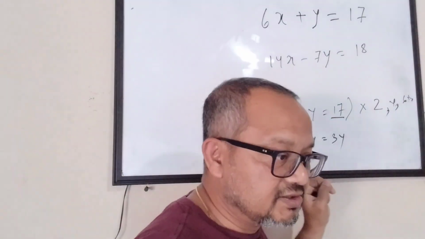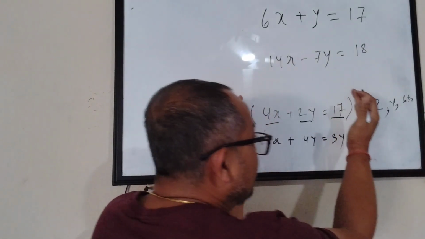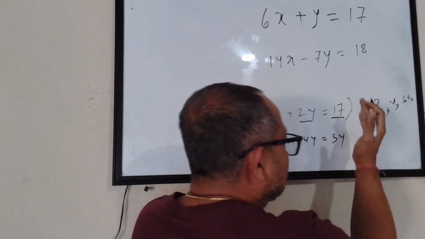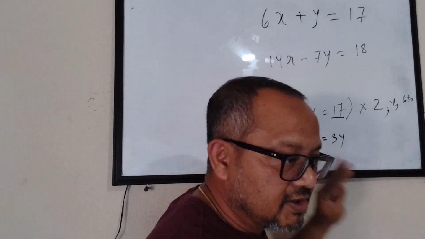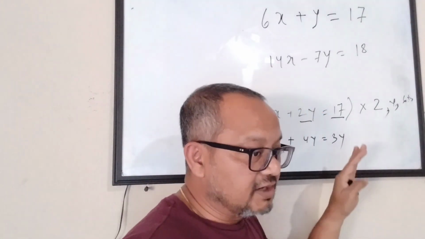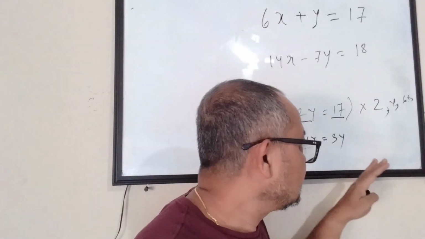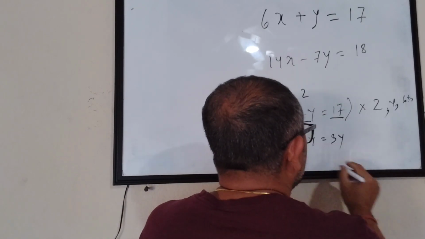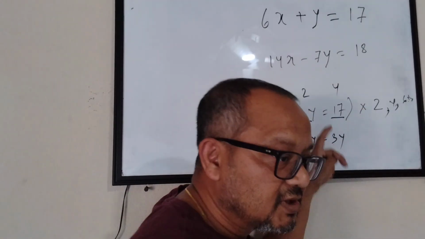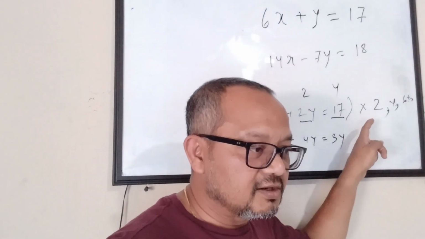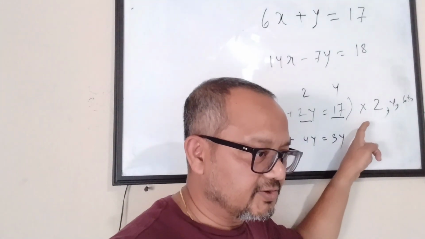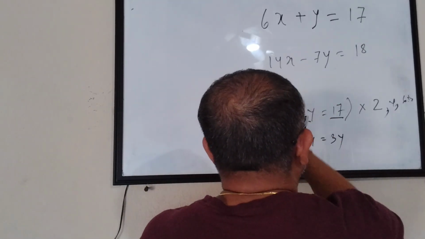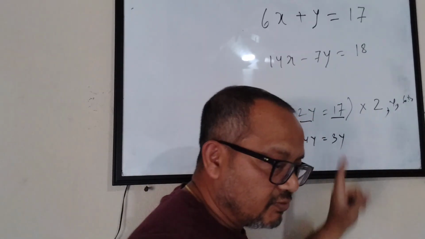Nothing has changed here. As long as you are multiplying all the terms with the same value, you're fine. You have not changed anything. And that is what I call a legitimate transaction. If you say, okay, fine, I'll multiply this by 3, this by 2, and this by 4, this is illegal. You will not do it. Okay? As long as you are multiplying each and every term of the equation with one number, you're fine.